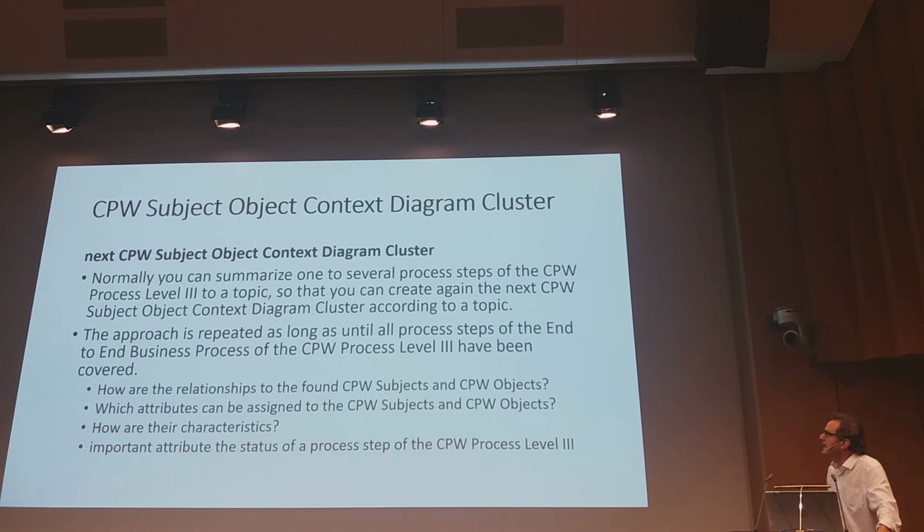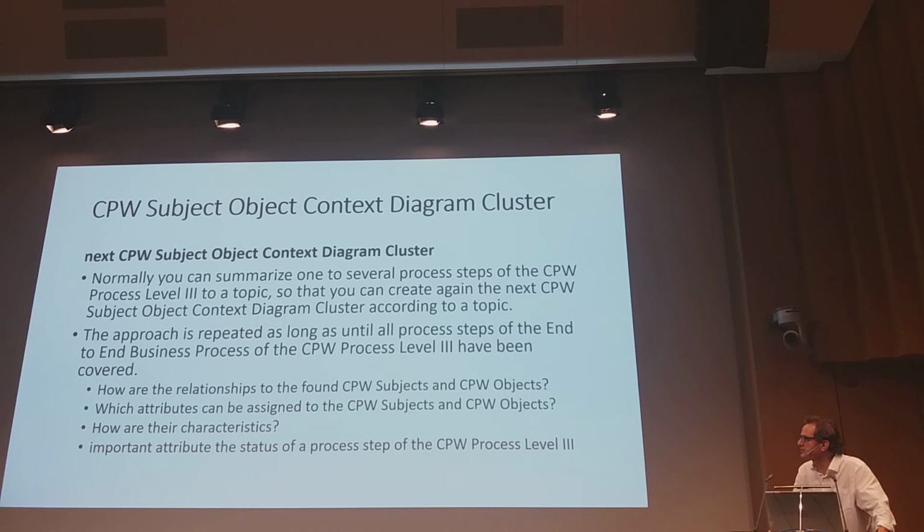Then we are coming to the next CPW subject-object context diagram cluster. Normally, you can summarize one to several process steps of the CPW process level 3 into a topic, so that you can create the next CPW subject-object context diagram cluster according to a topic. The approach is repeated until all process steps of the end-to-end business process of the CPW process level 3 have been covered.